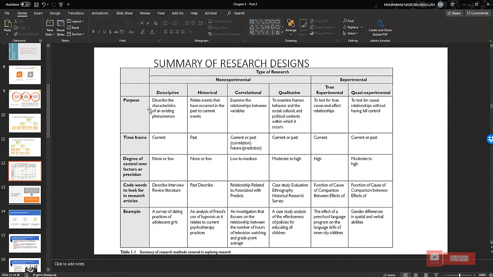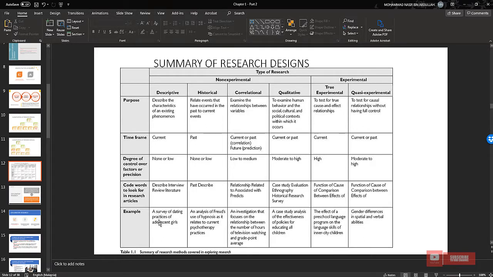So now look at the purpose of descriptive research. The purpose of descriptive research is to describe the characteristic of the existing phenomenon. And the time frame is current. So for degree of control over the factor, maybe there is no control, right? The keywords to look for in a research article: describe, interview, or literature review. And then the example for descriptive research: a survey of dating practice of adolescent girls.